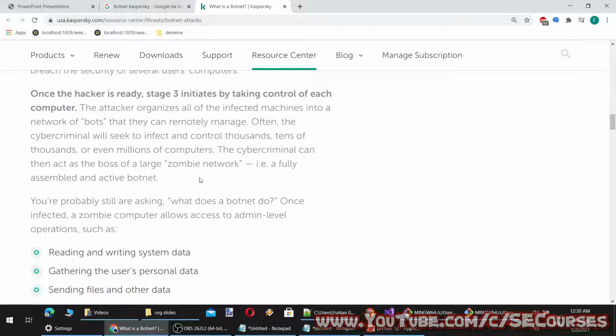Once the hacker is ready, Stage 3 initiates by taking control of each computer. The attacker organizes all of the infected machines into a network of bots that they can remotely manage. Often, the cybercriminal will seek to infect and control thousands, tens of thousands, or even millions of computers. The cybercriminal can then act as the boss of a large zombie network, i.e., a fully assembled and active botnet.